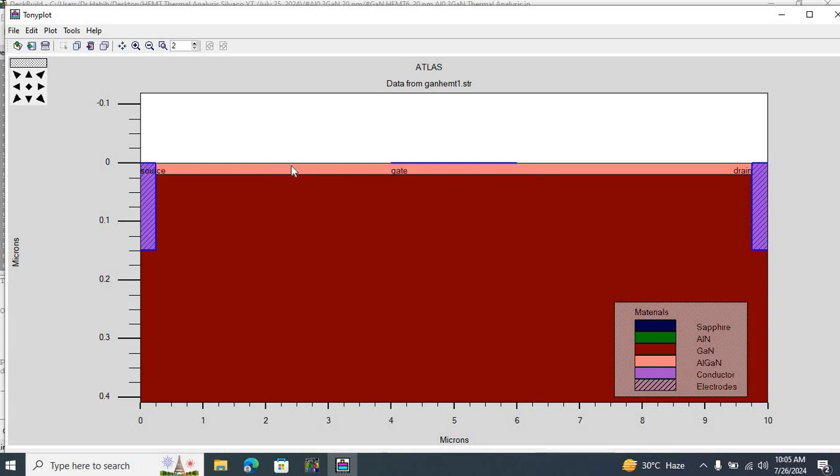The aluminum gallium nitride layer is typically undoped or lightly doped n-type to enhance the formation of the two-dimensional electron gas at the interface. The polarization-induced electric field at the interface between the undoped gallium nitride and aluminum gallium nitride layers is responsible for creating the high electron density in this quantum well, in which we actually form the two-dimensional electron gas. Then we have the drain and the source contacts.